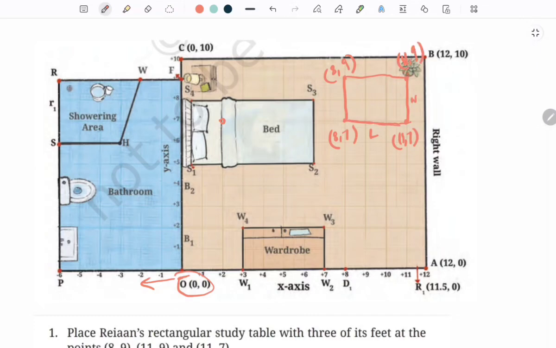Now what is the length? The y coordinates are the same. That means 11 minus 8, mod of 11 minus 8, which is 3. Similarly, for the width of the table, the x coordinate is the same, so 9 minus 7, it's 2. So the length is 3 and width is 2.